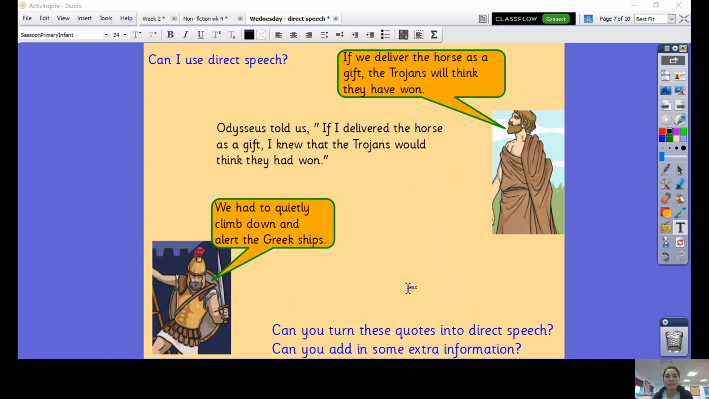The next one, pause the video now, and can you have a go at writing your own version of direct speech for the quote from this Greek soldier? So he is saying, we had to quietly climb down and alert the Greek ships. So can you turn that into a direct quote? Could you, as an extra challenge, add in a little bit of an embedded clause to maybe give us some more information about this soldier? So pause the video now, give yourself 2 minutes and have a go at that.